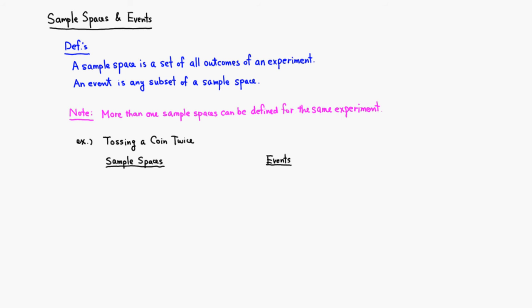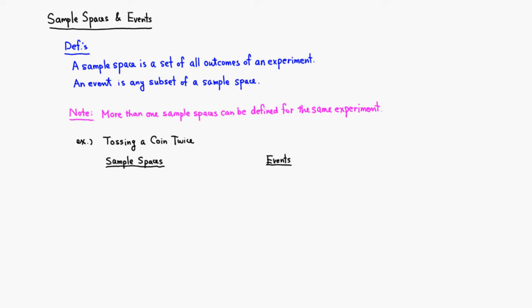Alright, let's look at the sample spaces and the events. Here are the definitions. A sample space is a set of all outcomes of an experiment. And an event is any subset of a sample space. Note that you can have more than one sample space for the same experiment.